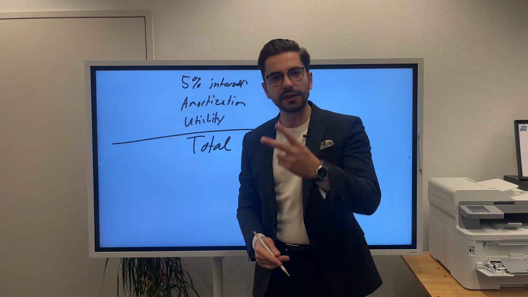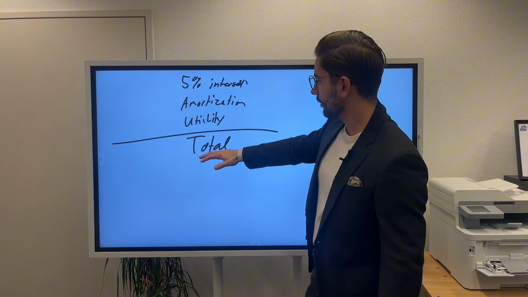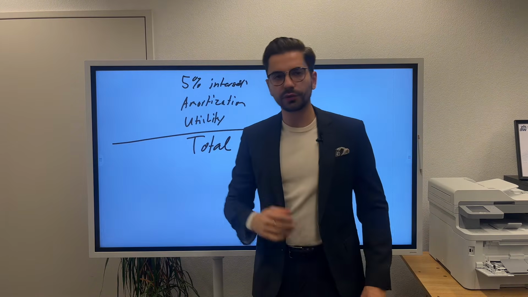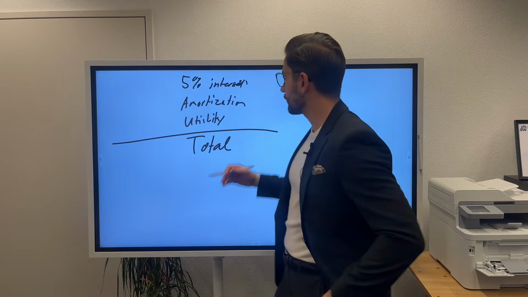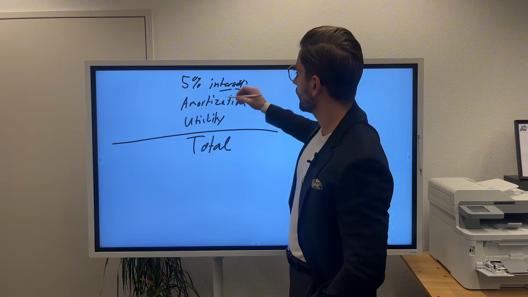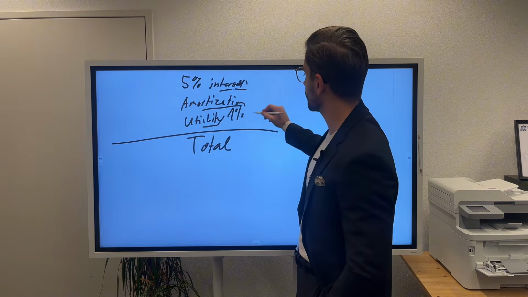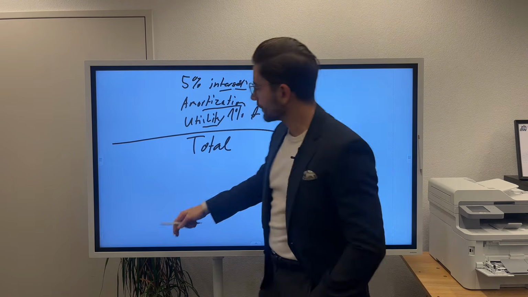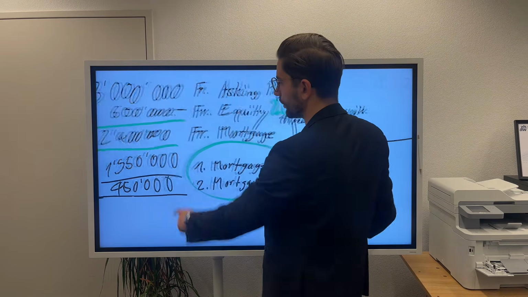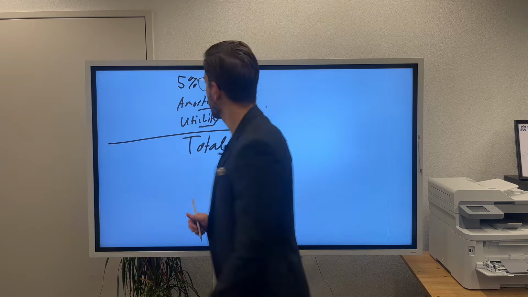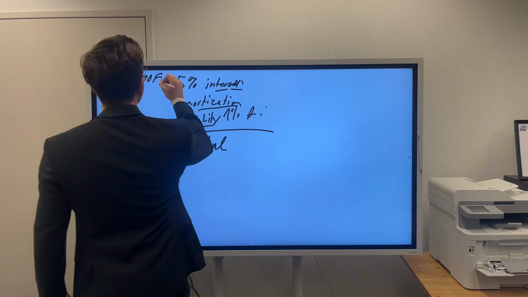Now the next step, the second step, is you need to calculate the costs, and these costs can be a third of your income and your partner's together. So meaning we will have the interest, the amortization, and the utility costs, which is usually like 1% of the asking price. Good. 5% of 2.4 million is 120,000. Bam. Okay, so let's write down 120,000 francs.